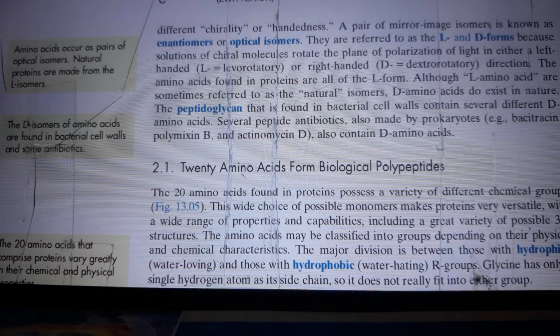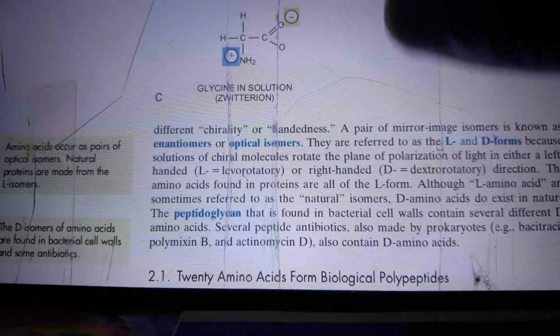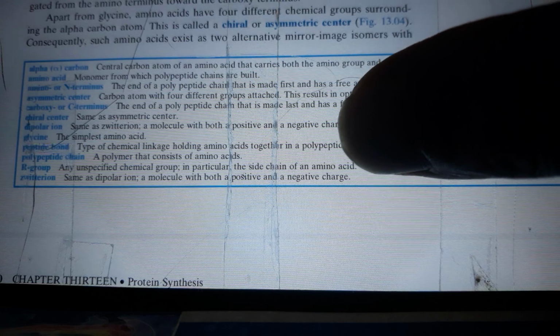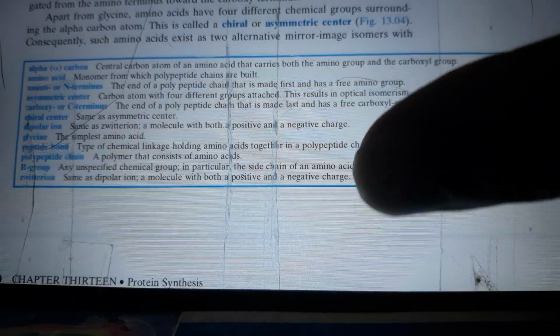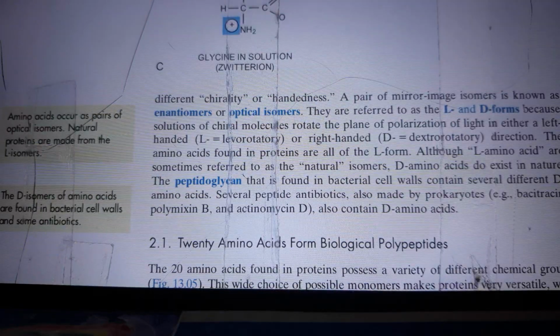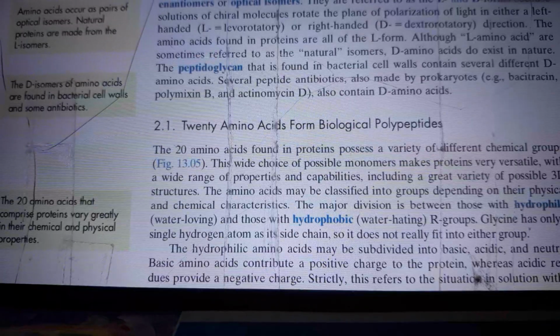So amino acids occur as pairs of optical isomers. Natural proteins are made from the L-isomers. So in continuation with the former subject, consequently such amino acids exist as two alternative mirror image isomers with different chirality or handedness. A pair of mirror image isomers is known as enantiomers or optical isomers. Alright, pair of mirror images, L and D. So they are referred to as the L and D forms because they are chiral molecules.